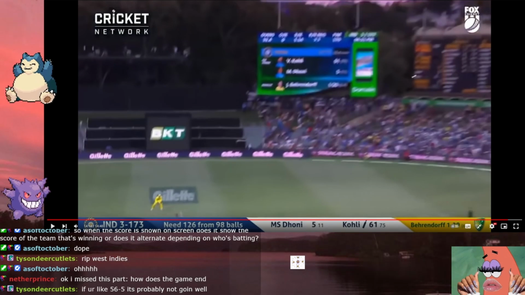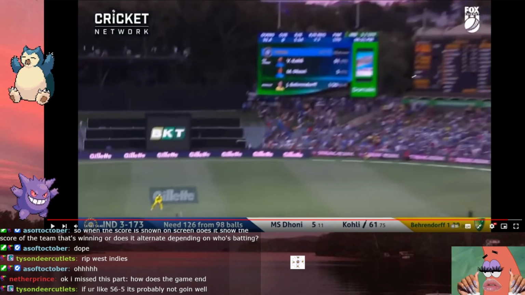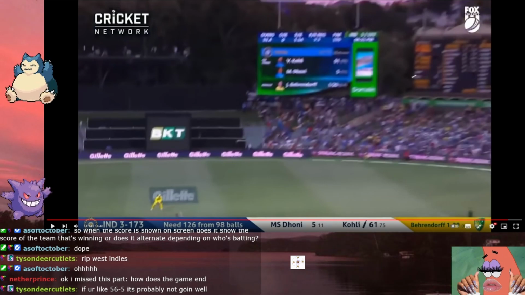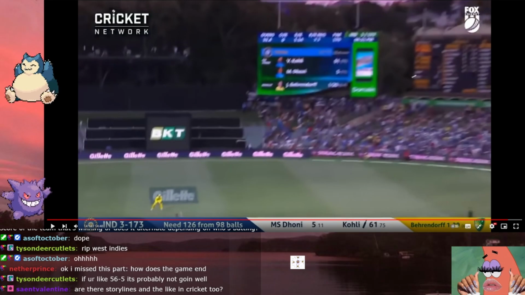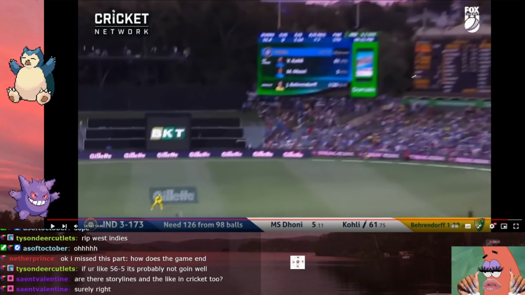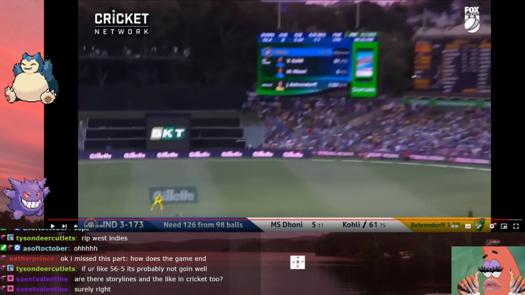If the team batting last scores more runs than the other team have scored, the game is over and the team batting last wins. If the team batting last is out without scoring more runs than the other team have scored, then the game is over. So if they lose all 10 wickets, then the game is over, and the bowling team would then win.